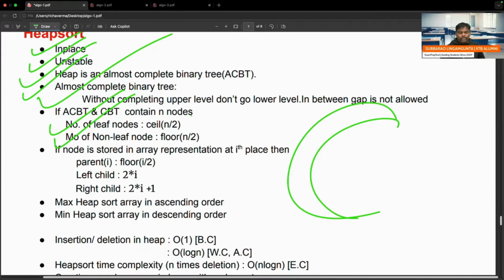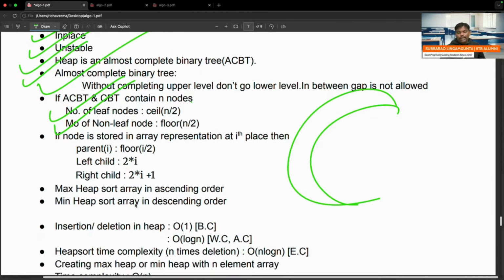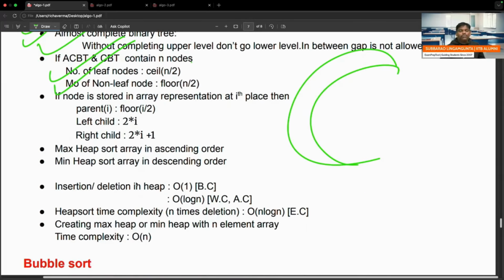Don't memorize anything by heart. If a node is stored in array representation at the ith place, then the parent of i is i by 2, also the floor. The left child of i is 2 into i. The right child of i is 2 into i plus 1. Max heap will give ascending order. Min heap will give descending order.